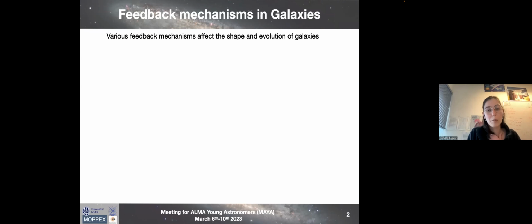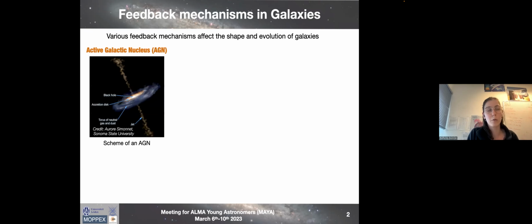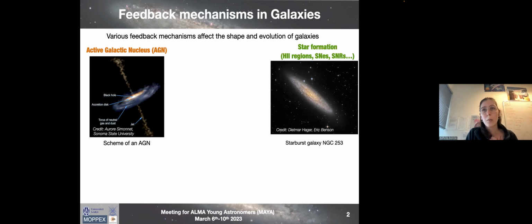So one of these main feedback mechanisms is the active galactic nucleus, of which you can see a schema here. It's usually accompanied by powerful jets and outflows. There is also star formation feedback, where there are a lot of HII regions, supernovae, clusters, supernova remnants, and so on that will shape the galaxies.